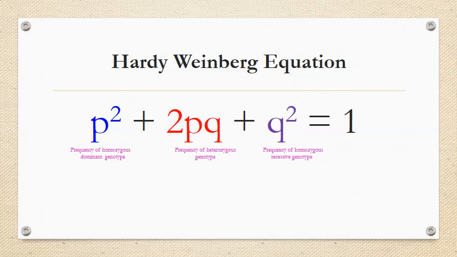The second conclusion states that if the values of p and q are known, then those values can be used to calculate the genotype frequencies that are given by p squared, 2pq, and q squared. So if both conclusions are met, then we can assume that the population is in equilibrium or it's non-evolving.